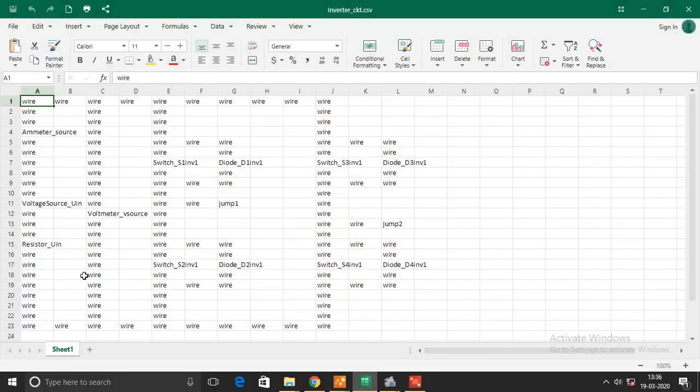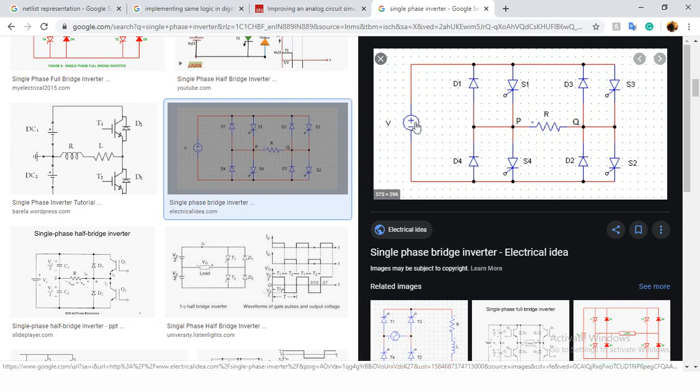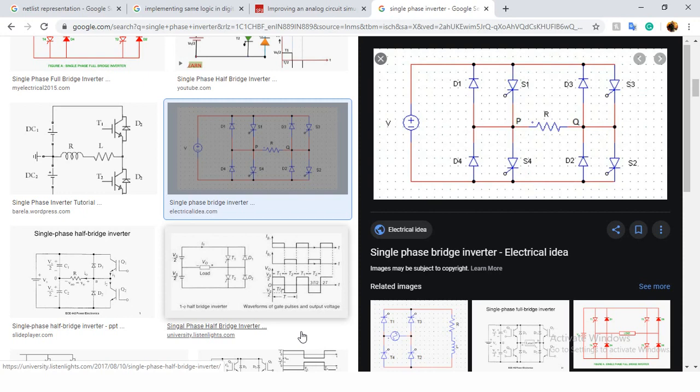So this is a representation. It's easy, it's simple. See, this is an inverter. So we have a voltage source, a switch, a diode. We actually have 4 switches and 4 diodes and a load. This is similarly represented with the help of this CSV format. I'll show you.